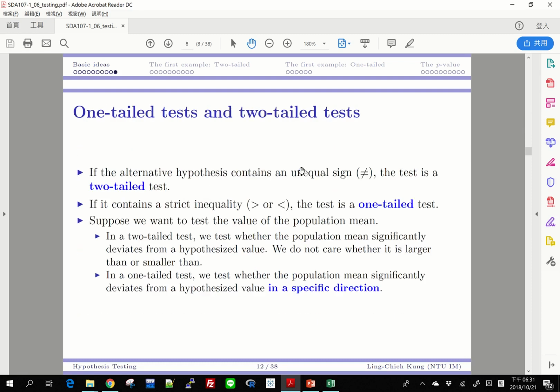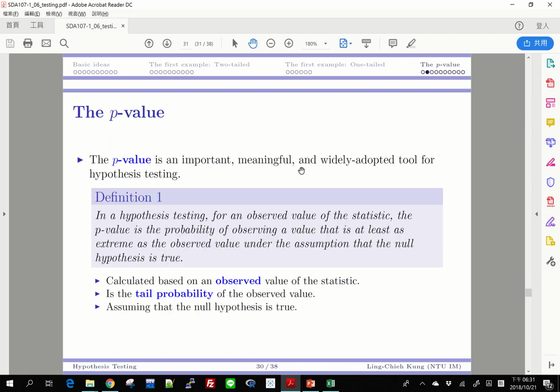Lastly, let's see how to do the p-value. Okay, so the p-value is here. Let's review the definition of p-value very quickly.